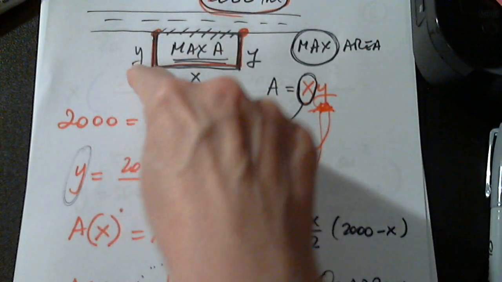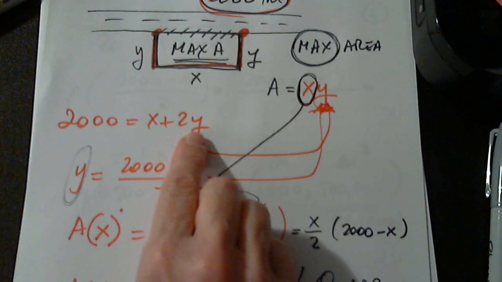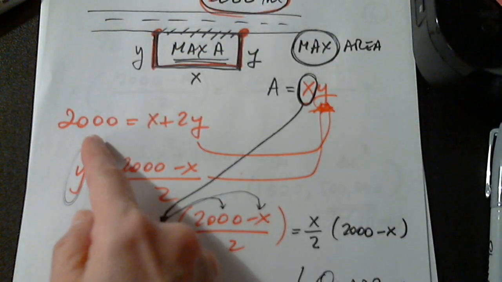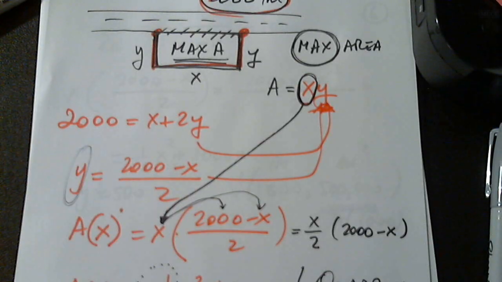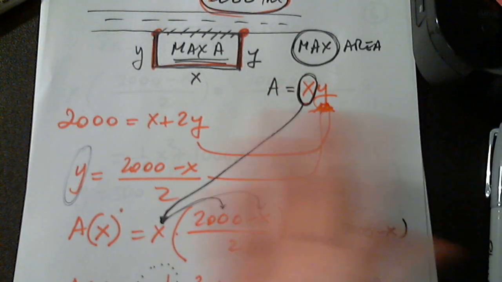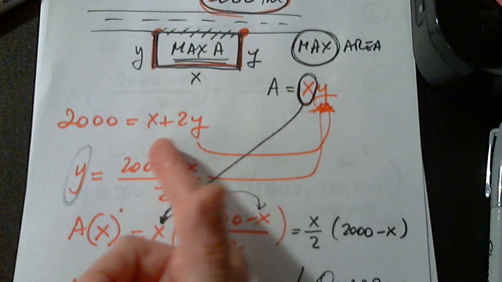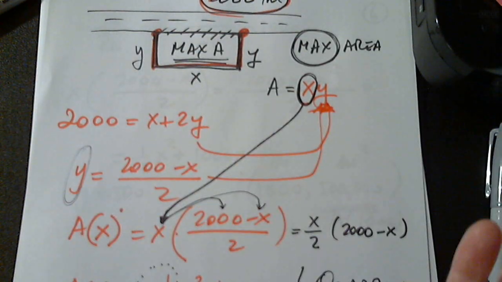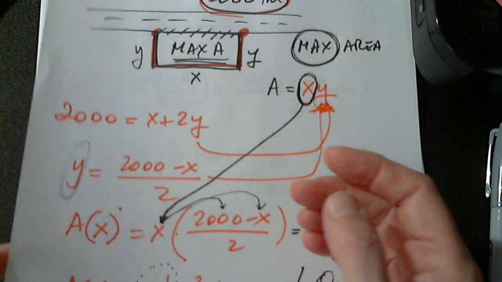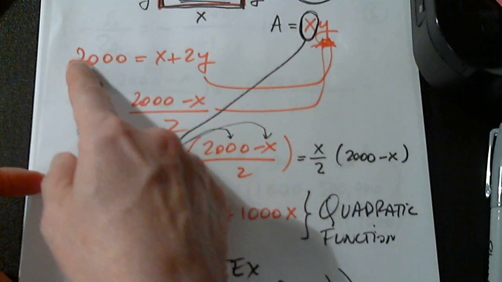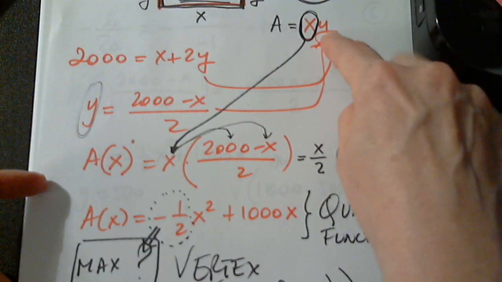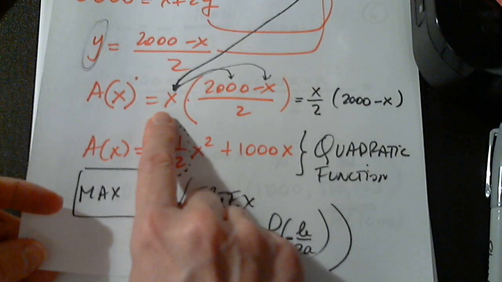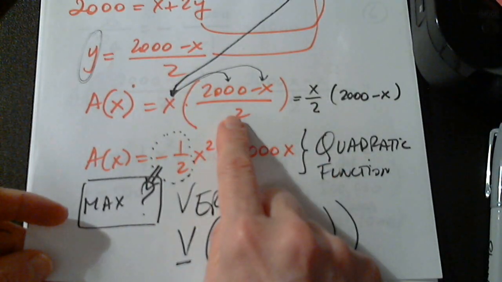Okay, y plus x plus y is x plus 2y. That is the restriction. I'm restricted to 2,000, that's all we have. You can solve for x and y, doesn't matter, whichever is easier. Of course, it would have been easier if we had solved for x, but it doesn't matter. The answer is the same. So we solve for y by subtracting x and dividing by 2. We plugged it back in, so we have the area. The area is x times what we just found for y.